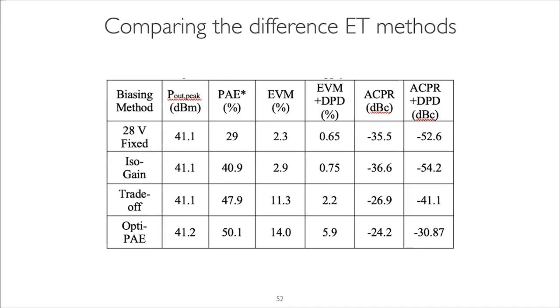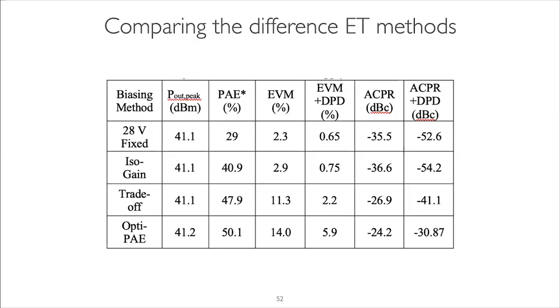Okay. Again, looking at comparing the different methods here. There was the 28-volt fixed version, iso gain, a trade-off, and optimum efficiency. So here are the values. The output power is pretty much all the same, but you can see the efficiency and the EVM values are strongly different. And when we apply DPD, the ACPR measurements also vary depending on which one you're using.